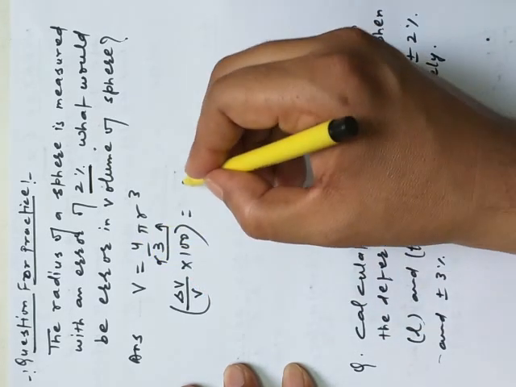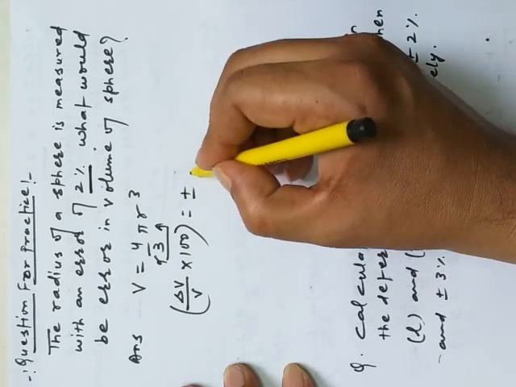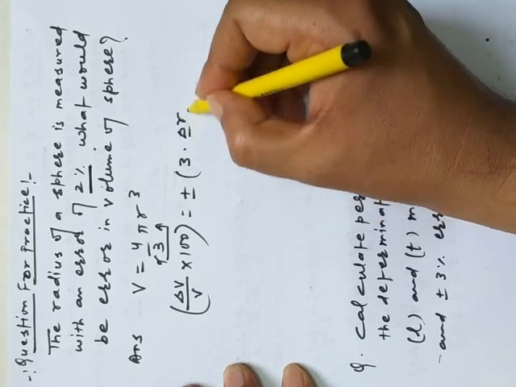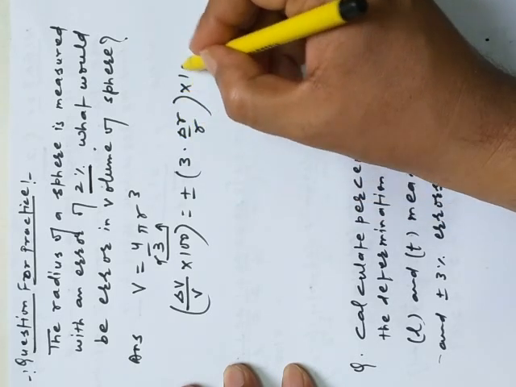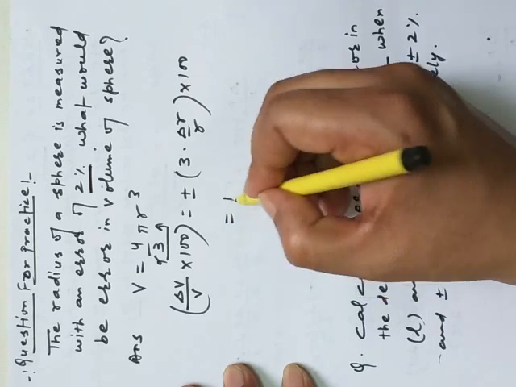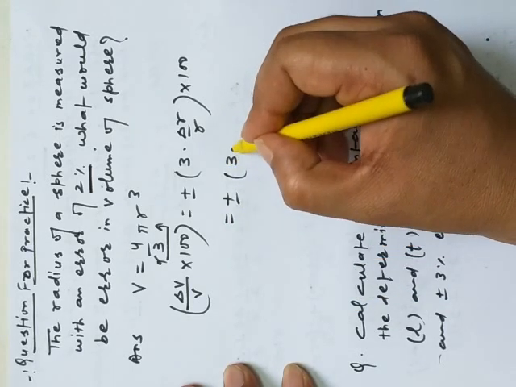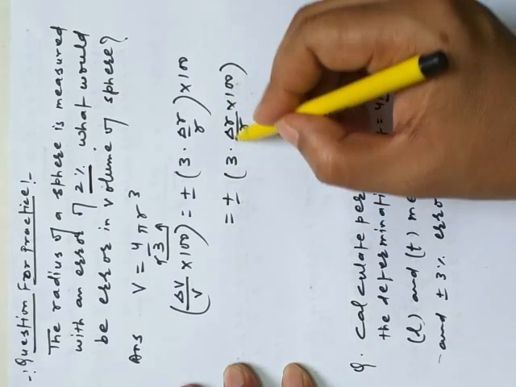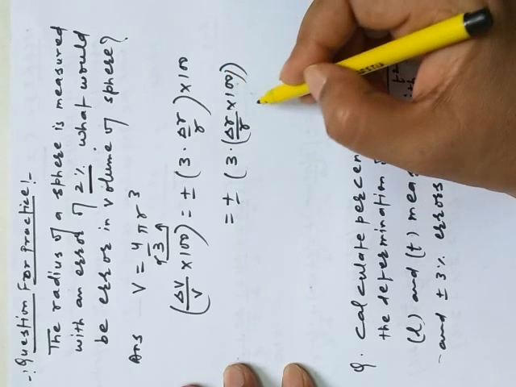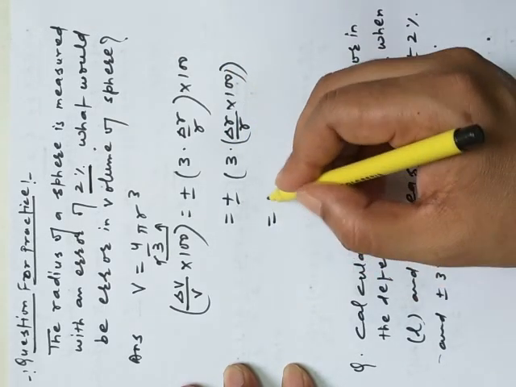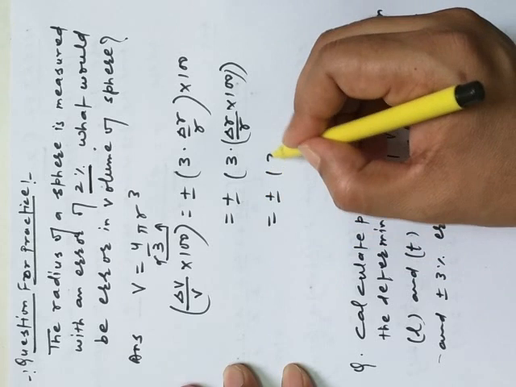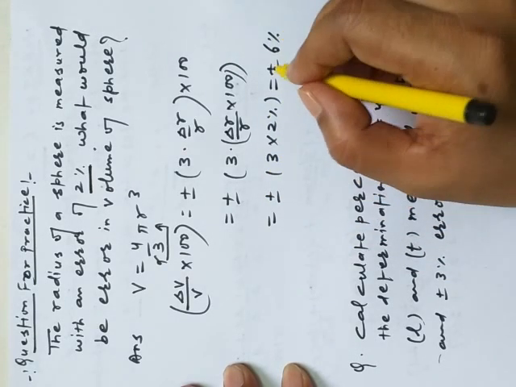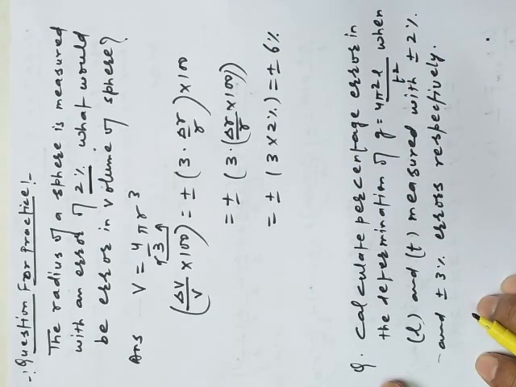Remove it, leave it. Now we are making the formulation for the radius, 3 into delta r upon r. We are multiplying it also by 100, so we are substituting the value 3 into delta r upon r into 100. Actually this fraction has the value of 2%. So the total percentage error in the volume will be 3 into 2%, that is plus minus 6%. So the percentage error in the volume varies by plus minus 6%.